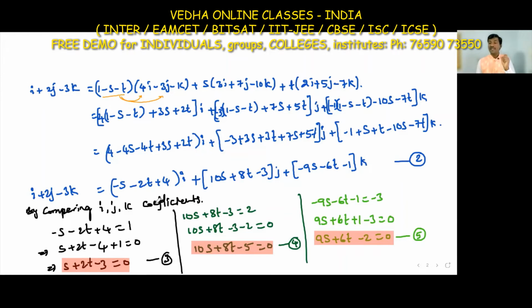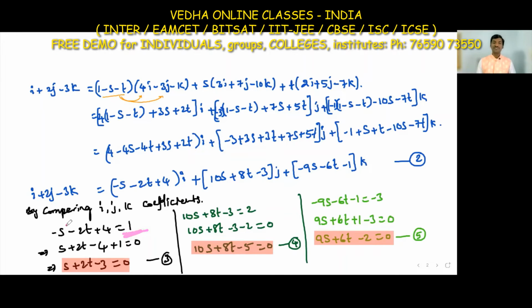By comparing the i, j, k coefficients on both sides, left side as well as right side: the i coefficient with the i coefficient, so minus s minus 2t plus 4 is equal to the i coefficient on the other side. We don't have an i coefficient there, which means it is into 1, so we equate it to 1.